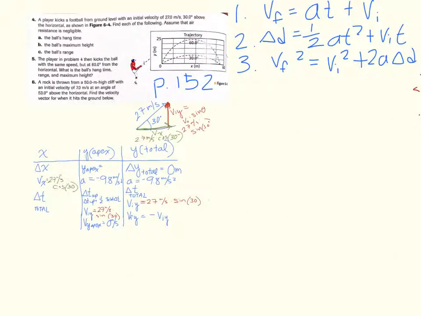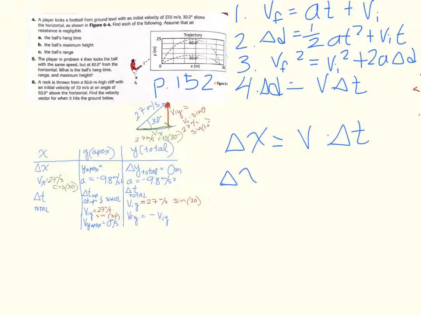And finally, part C, the ball's range, that's talking about its horizontal change in position. So I'm definitely going to want to use this first column, the X column. I now know that my change in time is that 2.76 seconds that I calculated for part A. So all I have to do is my change in X, equation number 4, which is delta d is equal to velocity times change in time. So my change in position in the X direction is equal to v times delta t.